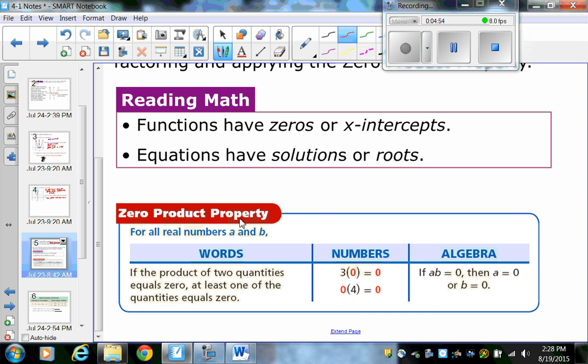Our zero product property states that if the product of 2 quantities equals 0, then one of them has to be 0. So in just a second, we're going to factor. And so when we get our two factors here, one of them has to be 0 for the whole thing to be 0. And this will make more sense in just a second when we work some.